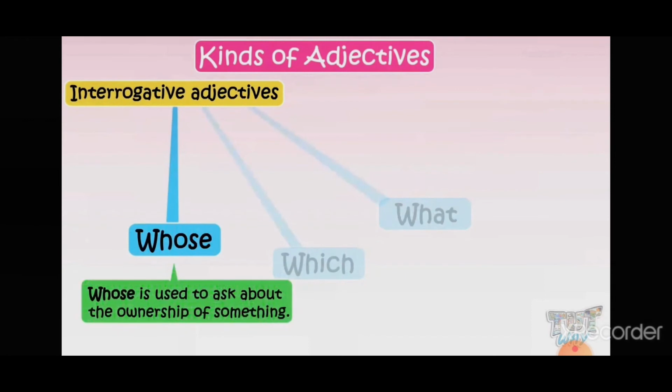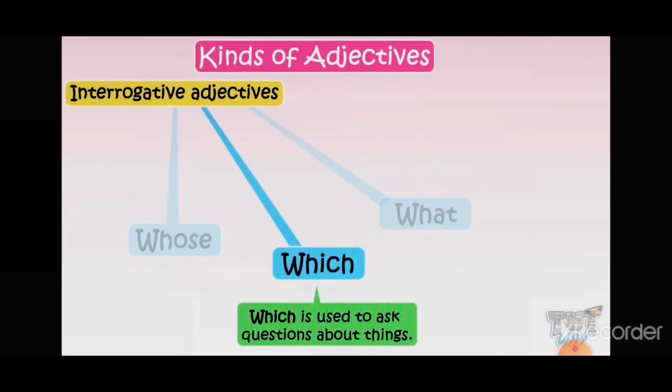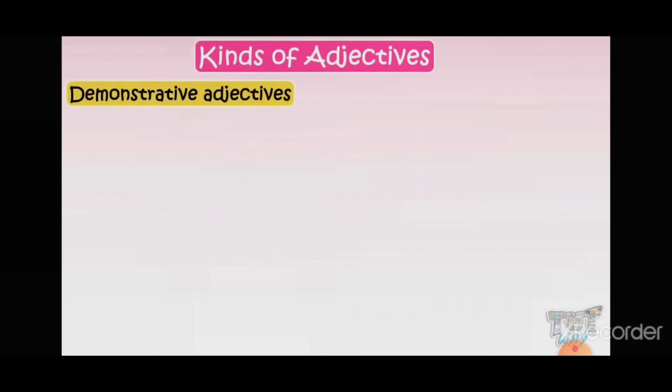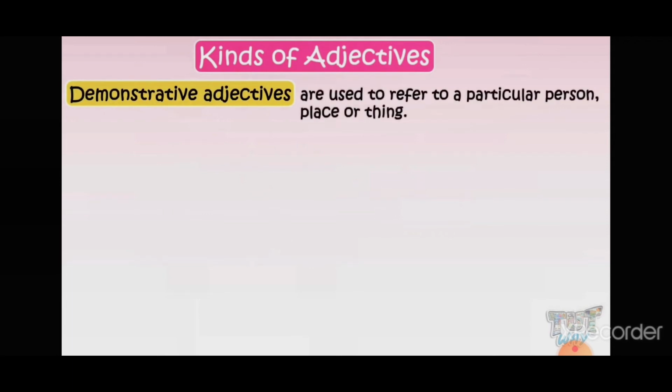Whose is used to ask about the ownership of something, and the adjective which is used to ask questions about things, and the adjective what is used for asking questions about things as well as feelings or thoughts. Now let's learn the next type of adjectives, and they are demonstrative adjectives. Demonstrative adjectives are used to refer to a particular person, place, or thing.